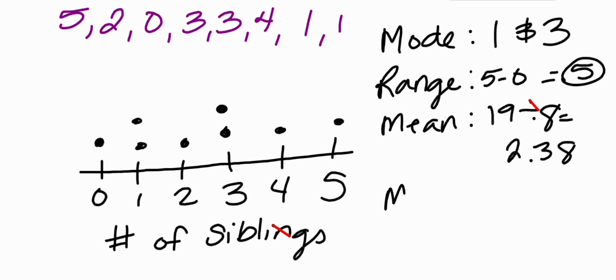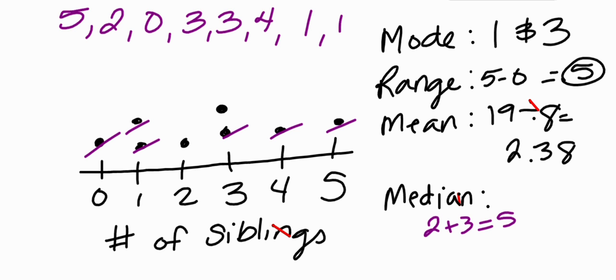And then my median is my middle number, so I can just cross out my dots here. Oh, I have 2 and 3, so 2 plus 3 gives me 5. Divide that by 2, I'd have 2.5 for my median. This is simple.